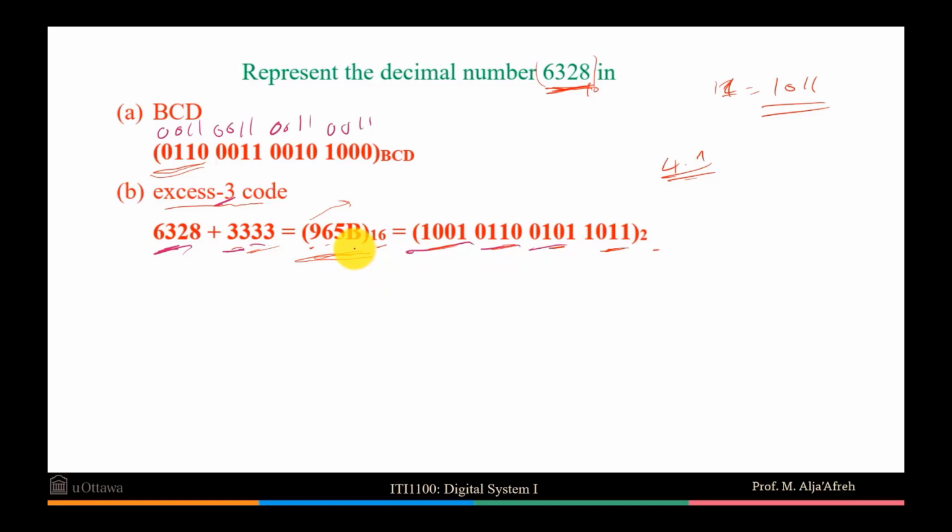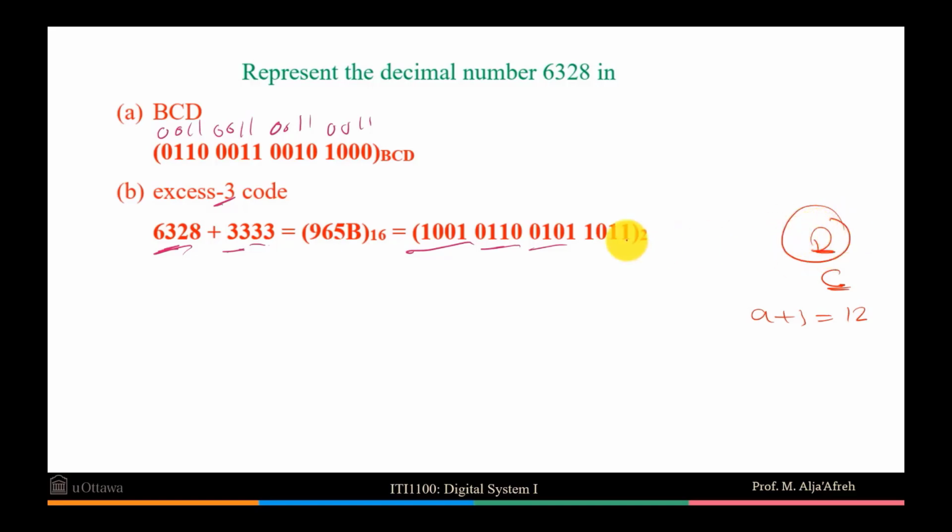This approach is dangerous except when you reach, in XS3, the maximum number that can be represented using one digit. What is it? It's 9. 9 in BCD plus 3, which is 9 plus 3, equal to 12. So the maximum one is going to be C. Okay, so if you get D, you need what? You need to split them into 2 4-bits.